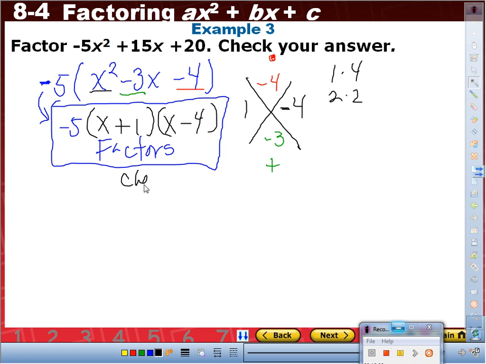Let's do check. Area model. Nice and straight like mine. x plus 1, x minus 4.